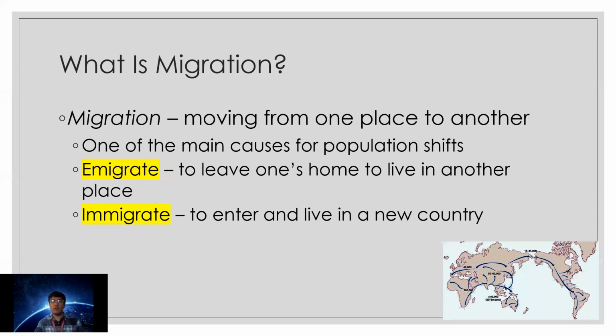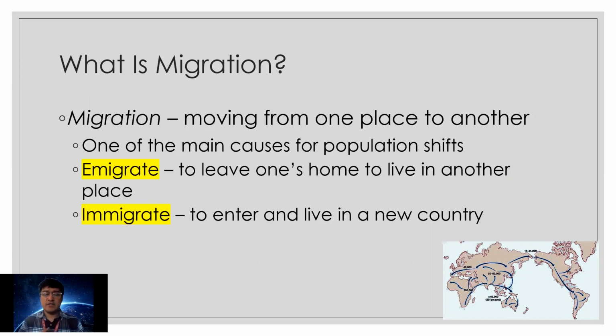One of the main causes for population shifts is in fact going to be migration. Two important vocab words here that you need to know that refer to migration. One is going to be emigrate. Emigrate just means that you're leaving one home to live in another place. So if you are living within a city somewhere and you need to go to another area of the city, so literally another house, you're moving houses within the city, then you could be said to be migrating. It's kind of like the more general version of migration, whereas immigrate is a little bit more specific.